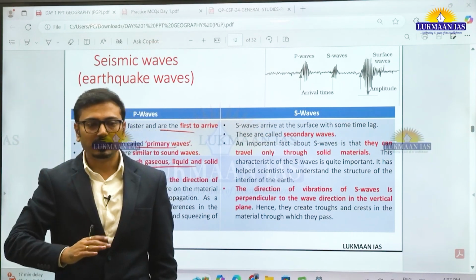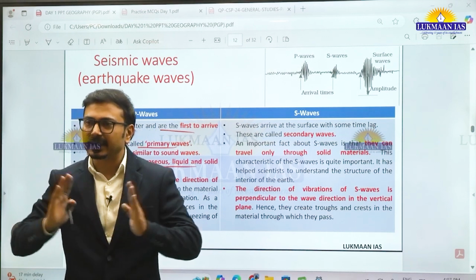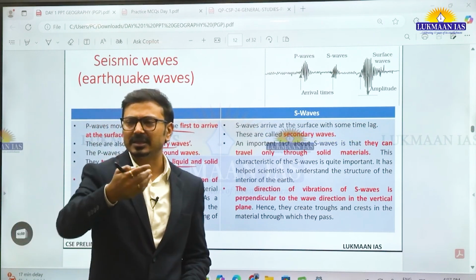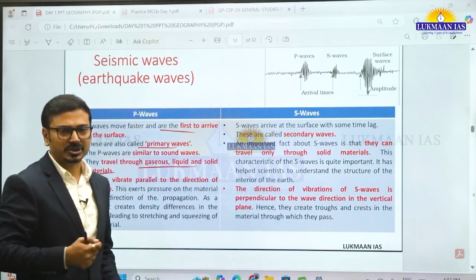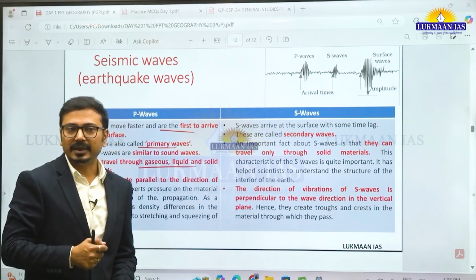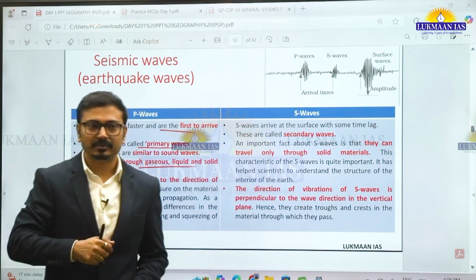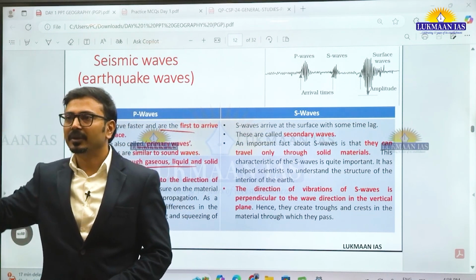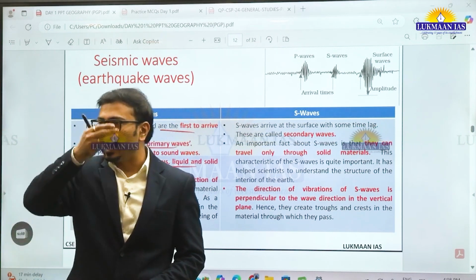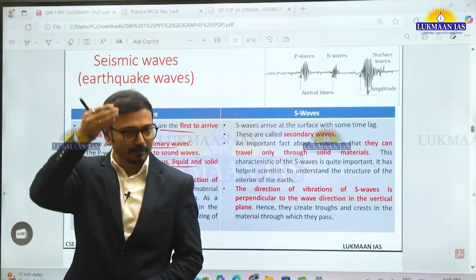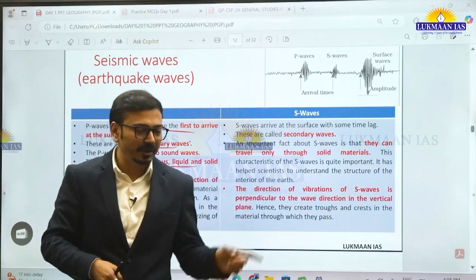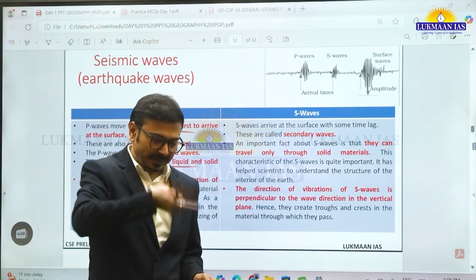P waves were doing squeezing and expansion. This is called distortion. This was asked in that statement. Now next is vibration. As it is a sinusoidal wave, the material which is vibrating moves perpendicular to the direction of the wave. If this is the direction of the wave, the material is vibrating like this, right?